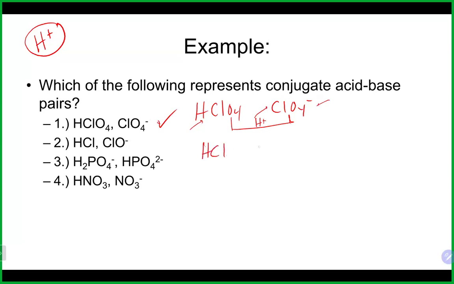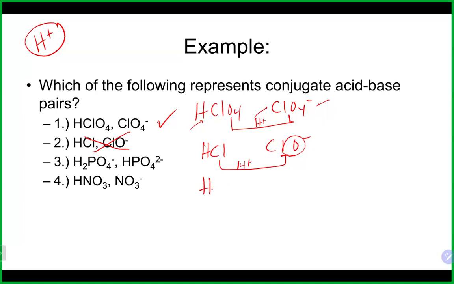HCl and ClO minus, the difference here is an H plus, but there also is a difference of an oxygen, right? And since the other one doesn't have an oxygen, that means that these would not be partners. Again, one H plus difference is the only thing for it to be a partner.